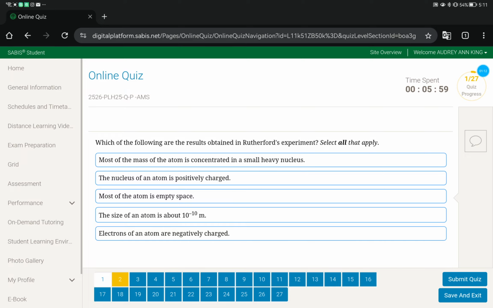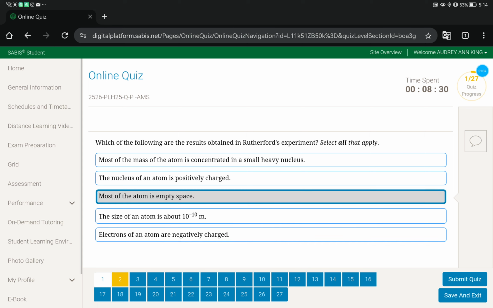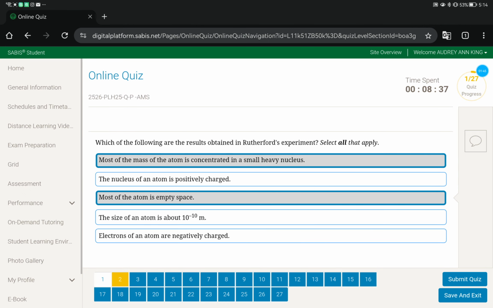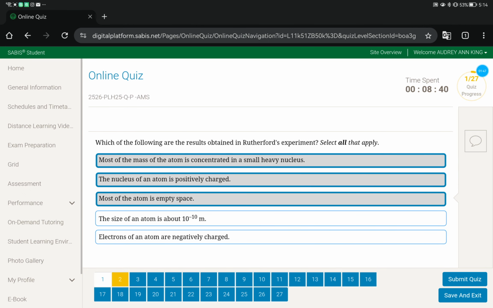Which of the following are the results obtained in Rutherford's experiment? So what is Rutherford's experiment? A very general idea is that it's a nucleus surrounded by electrons. This one is basically memorizing. Most of the atom is empty space, and most of the mass of the atom is concentrated in a small heavy nucleus, and the nucleus of an atom is positively charged.